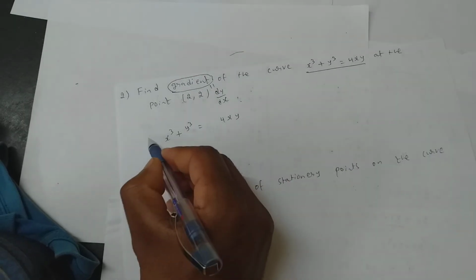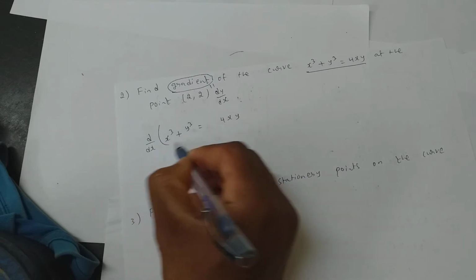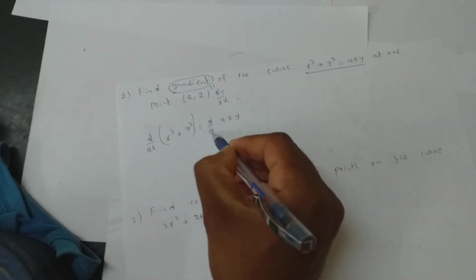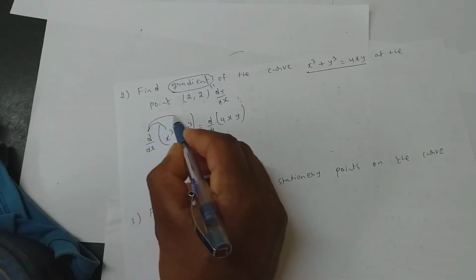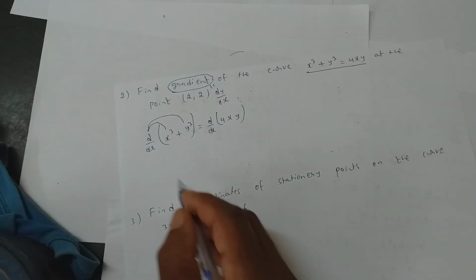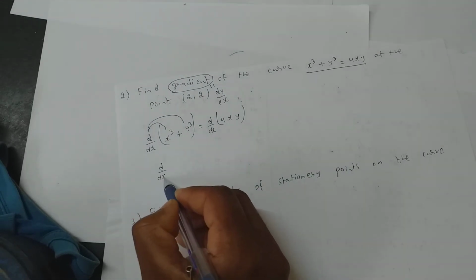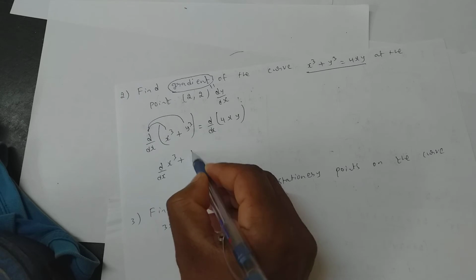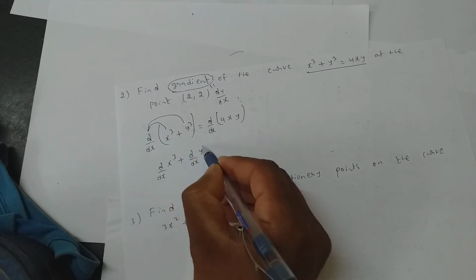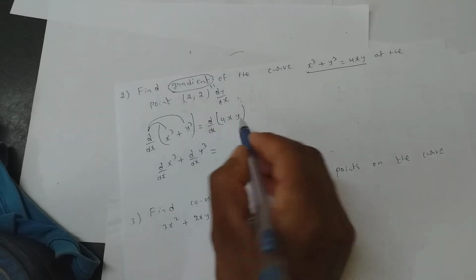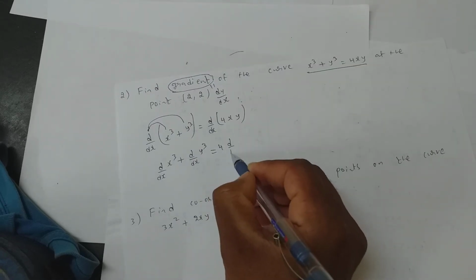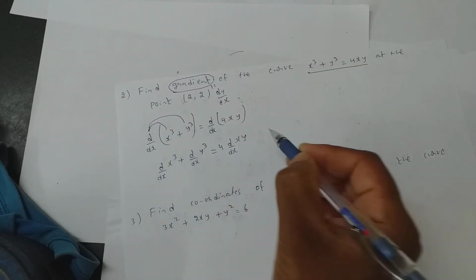To get dy by dx you will differentiate on both sides. That is the first step. Clear enough? Next, this gets applied to this and also to this. So it becomes d by dx of x cube plus d by dx of y cube equal to, on this side how could you simplify? 4 will come out. So 4 into d by dx of xy.